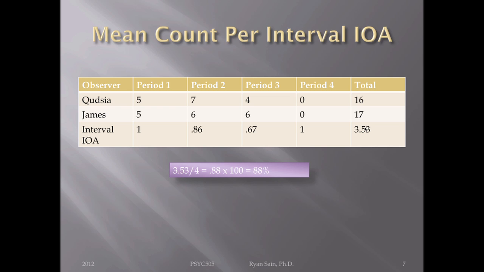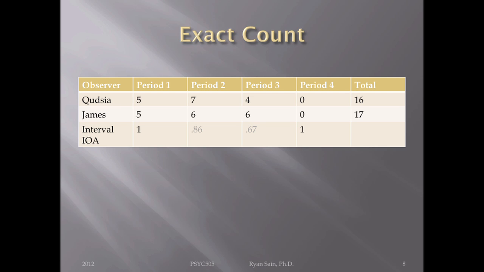I still don't like using this one, though, because you're averaging stuff, and behavior analysts don't like to average stuff. So we've got another one we can use, exact count. In other words, how many times did they have the exact same scores? Well, they only had the exact same scores twice. They had it this time, and they had it this time. So 2 times out of 4 total observations, 50% accuracy. Another method of calculating.